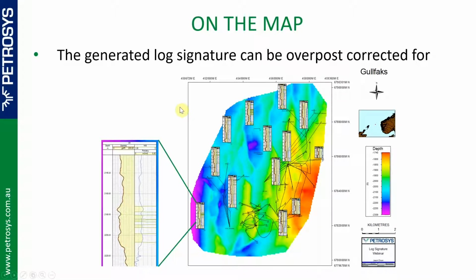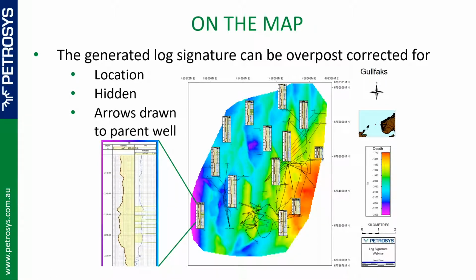So on the map, what does that look like? Once we've displayed it on the map, we can see our log signatures are displayed, and we can then use overpost correction. We can drag the location of these log signatures around. We can hide log signatures that we don't want to display, and we can also draw arrows back to the parent well. So if we drag the log signatures out of the way, we can draw an arrow to which well path that is from.